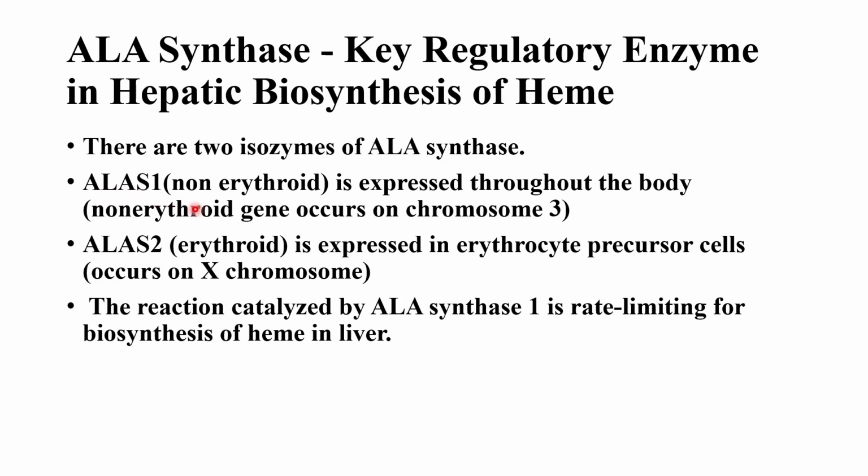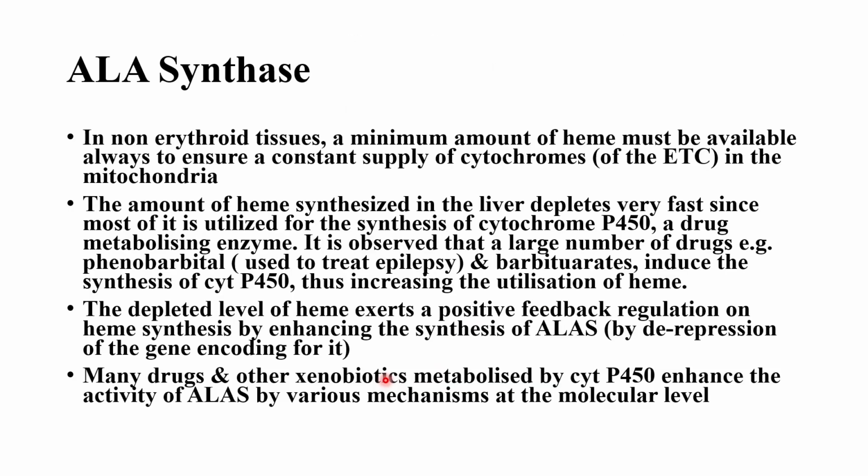ALA synthase 1, that is non-erythroid, is expressed throughout the body, and this non-erythroid gene occurs on chromosome 3. Then ALAS2, that is aminolevulinic acid synthase second. So this is erythroid, as it is expressed in erythrocyte precursor cells, and the gene of this erythroid occurs on the X chromosome. So the reaction catalyzed by ALA synthase 1, as I told you, is the rate limiting step for the biosynthesis of heme in the liver.